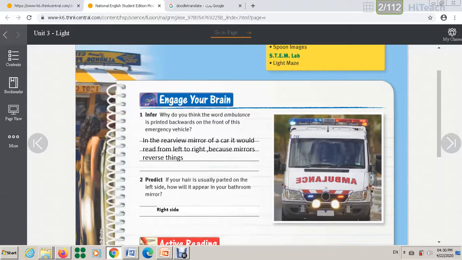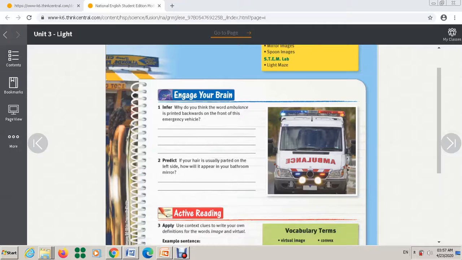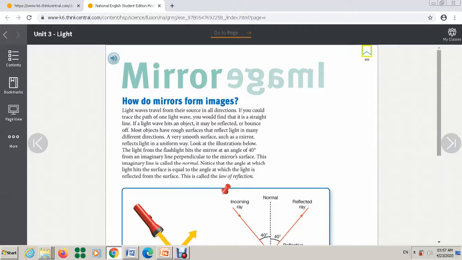On page 106, it's talking about how do mirrors form images. As you know, because of reflection of light on smooth surfaces. I want you to put in your mind again, we can see things because of reflection. Yani when objects reflect the light, we can see these objects.